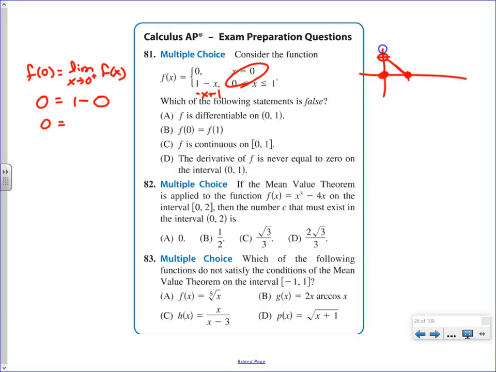Oh, is 0 equal to 1? No way, Jose. Which means, is it continuous? Oh my goodness. Did I just find the right answer? I didn't need to struggle. It's not continuous, so see. But where is it not continuous? At 0. And this is including 0.